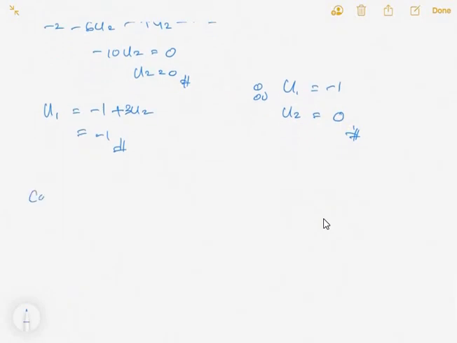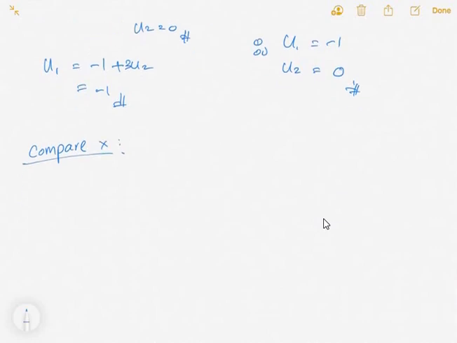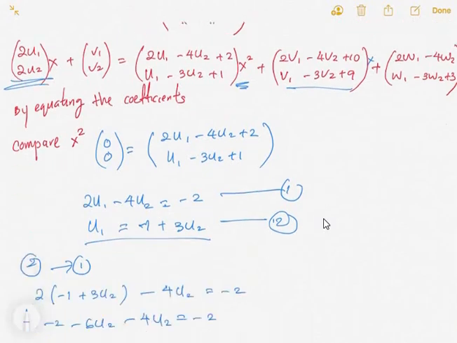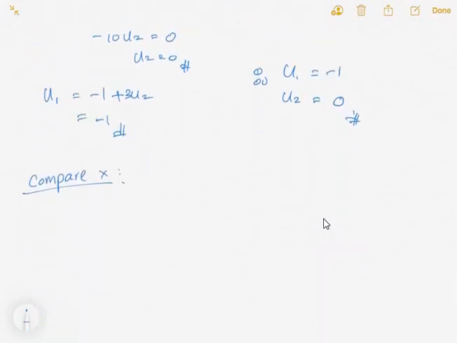So now let's compare with x. When comparing with x, what do you have? This one and this one. I think I missed out this one, x. So you have 2u1, 2u2 equal to 2v1 minus 4v2 plus 10, and then v1 minus 3v2 plus 9.